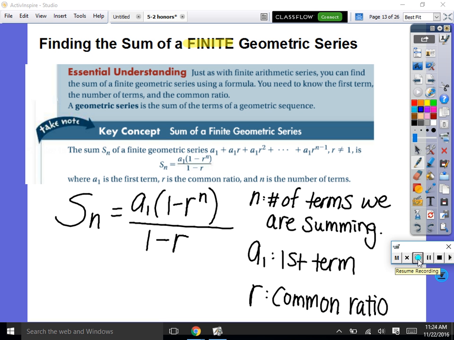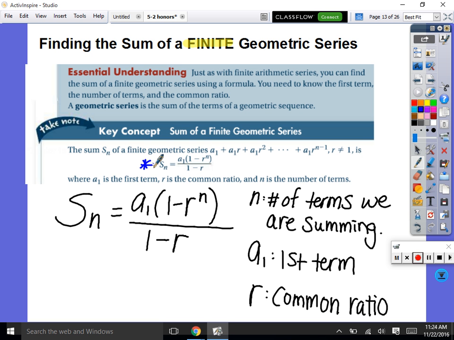Everybody, now we're going to flip to the next page. We're going to be talking about series now, geometric series. So the first thing we're going to do is find the sum of a finite geometric series. Remember that finite means you know the start and end. So here's the formula. I gave you a paper with the formula for a finite geometric series.